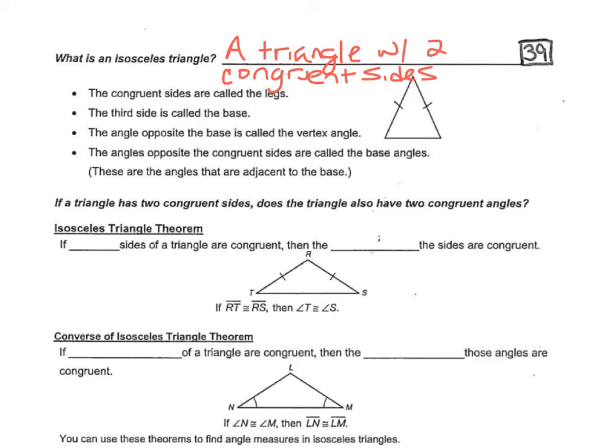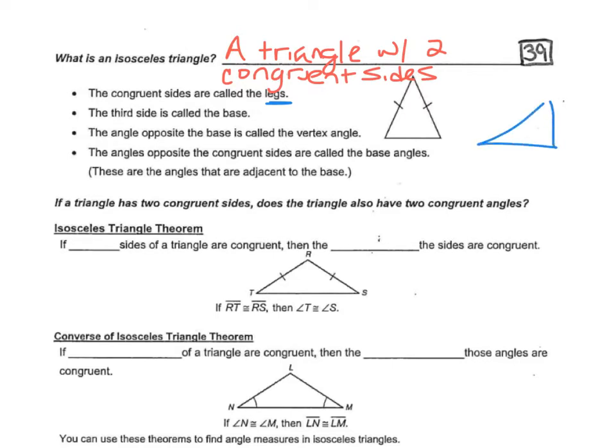Now we're going to take a look at isosceles and equilateral triangles. So an isosceles triangle is a triangle that has two congruent sides. Now those congruent sides are called legs, and the third side is called a base. And it doesn't matter which way my triangle is facing.